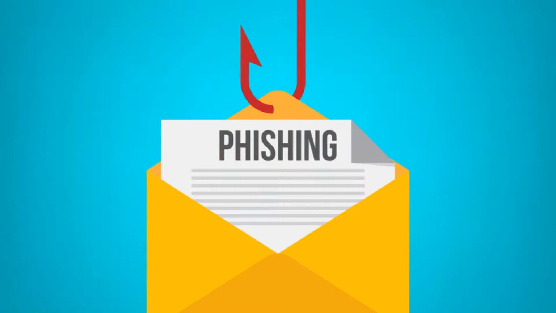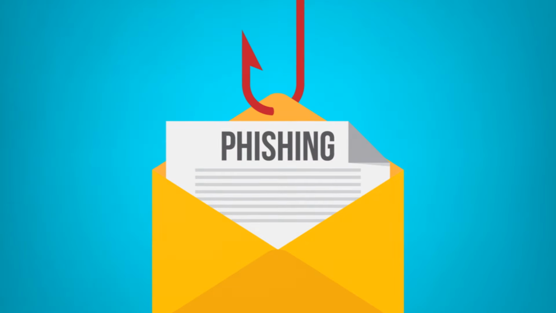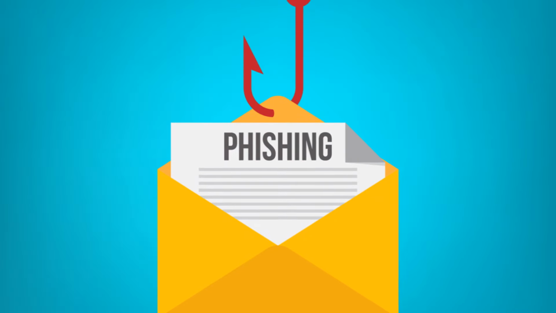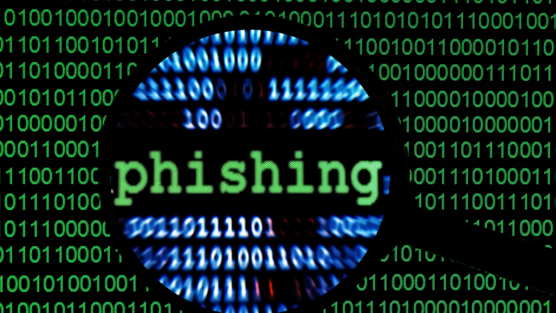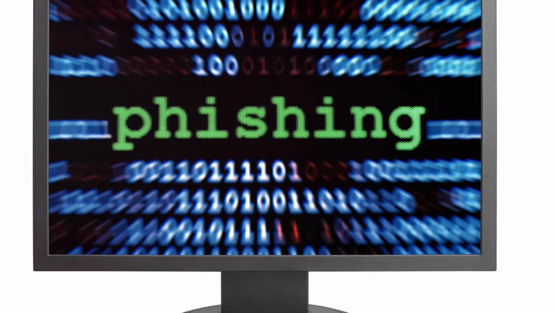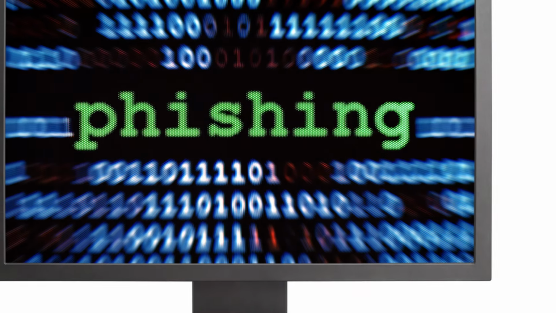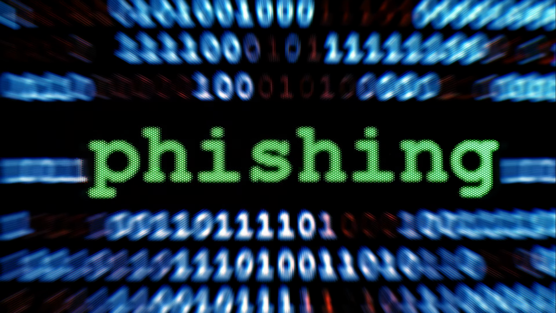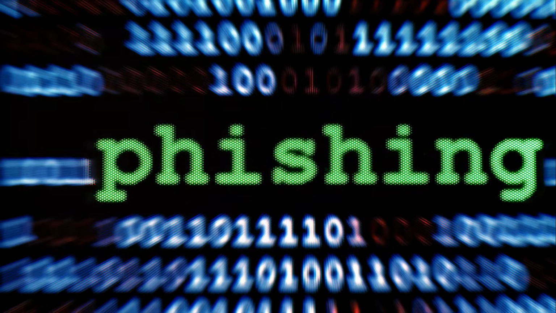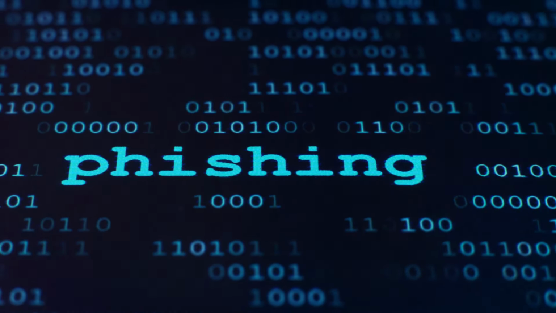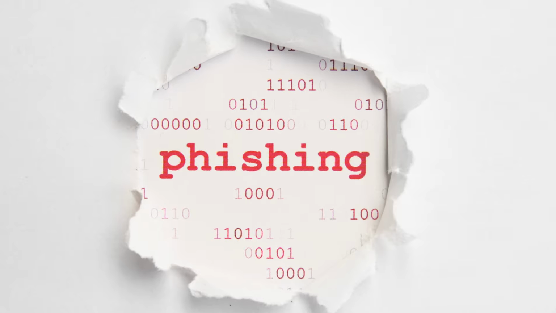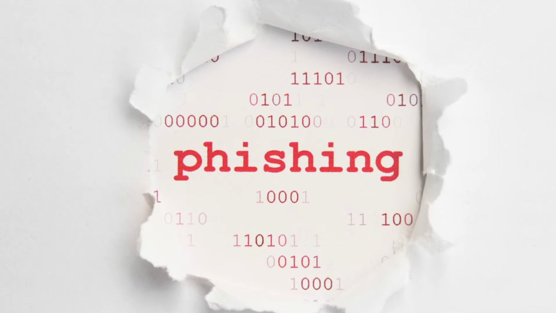Imagine a wolf in sheep's clothing. That's what phishing is in the digital landscape. It's a deceptive tactic where attackers pose as trustworthy entities to trick you into revealing sensitive information. Phishing usually happens through emails or messages where you're lured into clicking on a fraudulent link or downloading an infected attachment. The consequences can be severe, as phishing can lead to identity theft or financial loss.